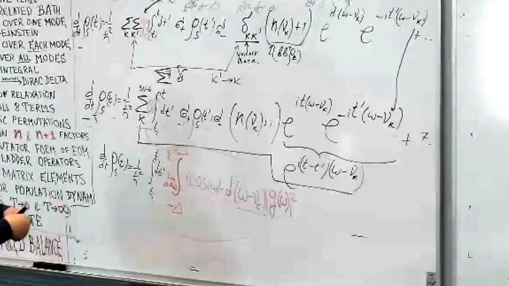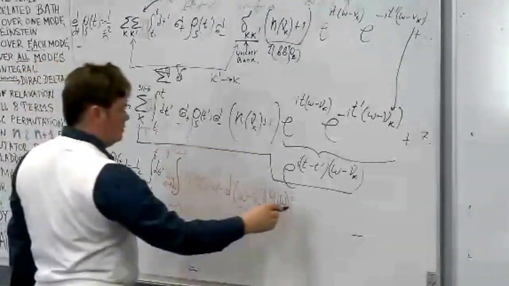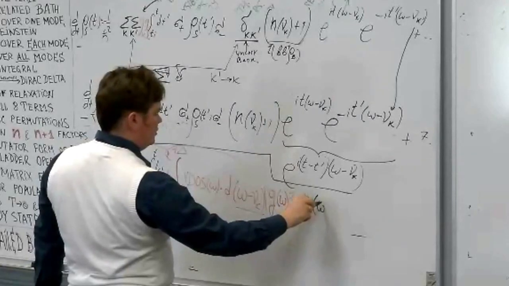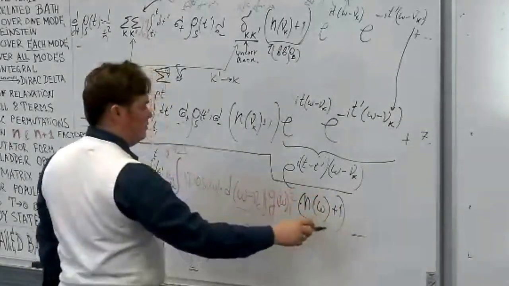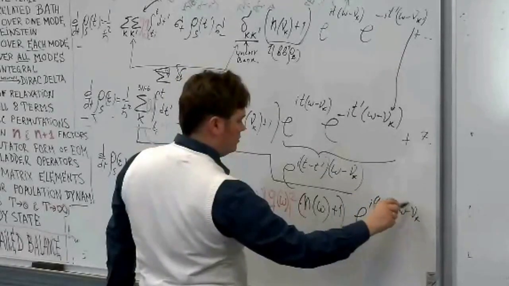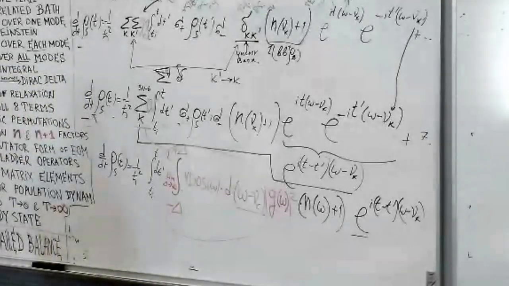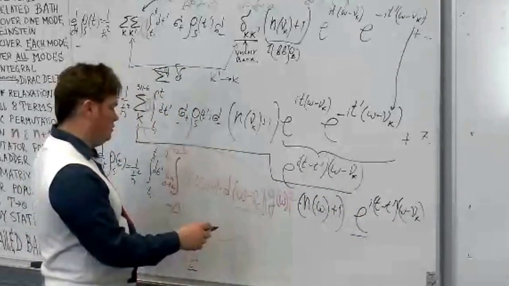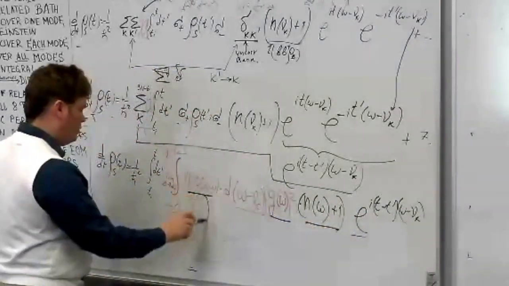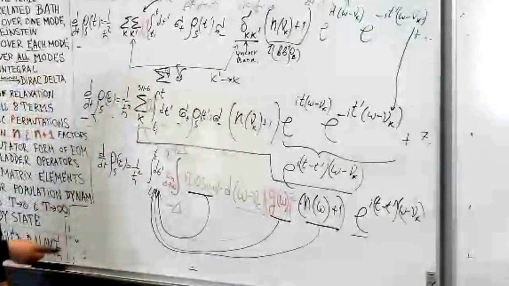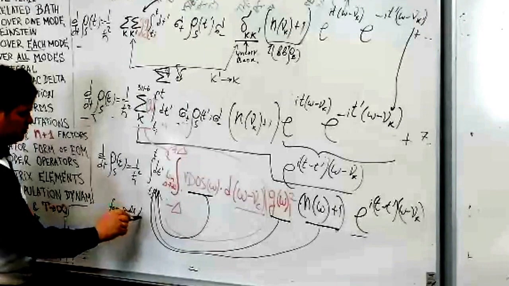Okay, and the rest is coming from here, times n, using just this frequency, times e to the i (ω minus ω prime) over k. So, in case delta is small, and we are very close to resonance, then the coupling of n can be placed in front of the integration, for small delta.